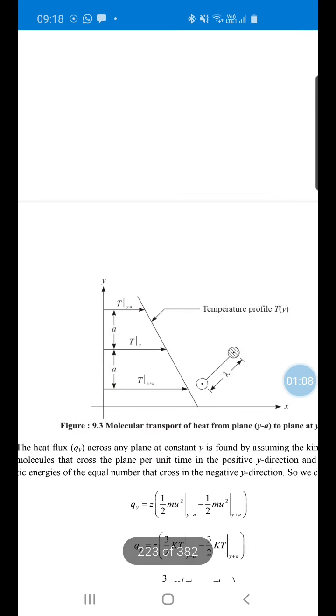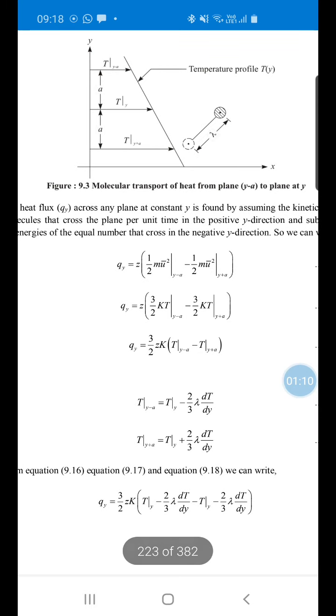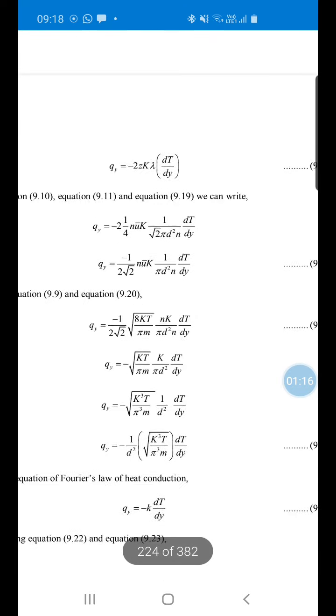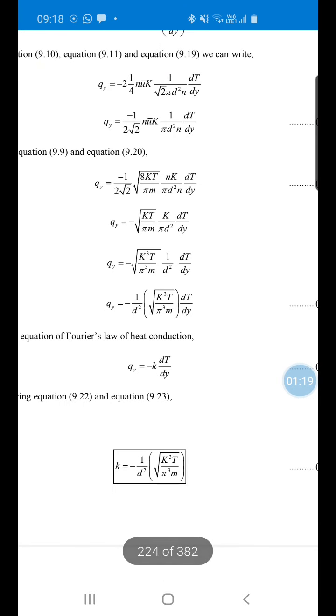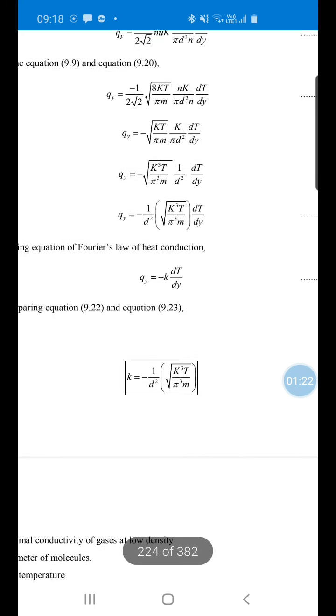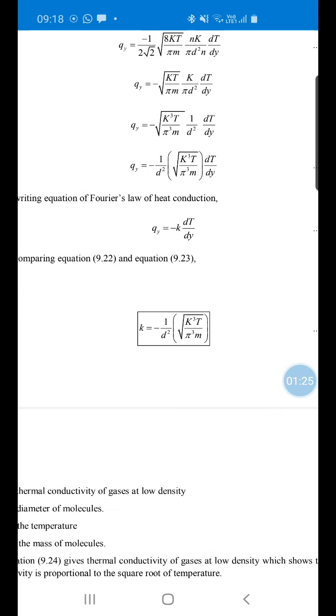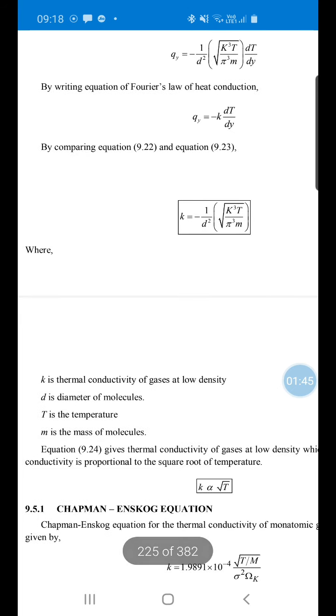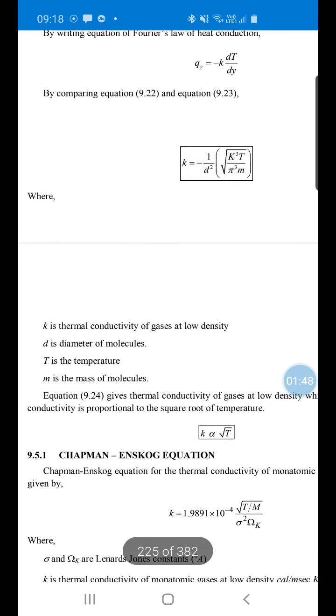Then we discussed the velocity profile and derived the equation, and finally we got the equation in terms of the thermal conductivity. We compared this equation with Fourier's law of heat conduction and derived this final equation in the last lecture. k is equal to minus 1 by d square root of k cube T by pi cube m, where small k is the thermal conductivity of gases at low density, capital K is the Boltzmann constant, T is the temperature, d is the diameter of the molecule, and m is the mass of the molecule.